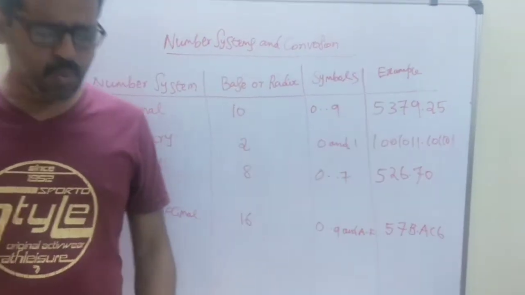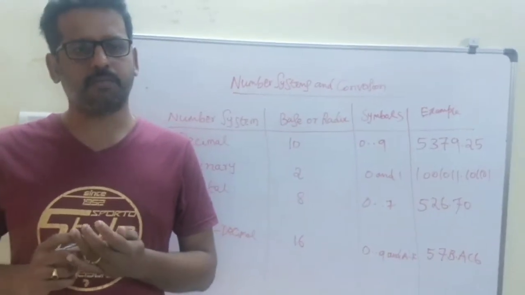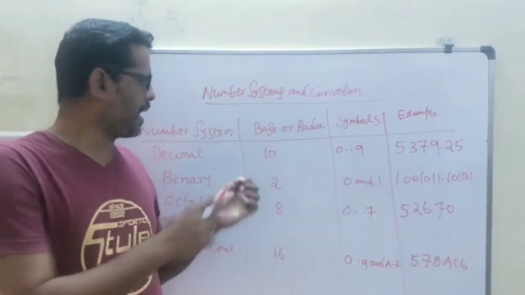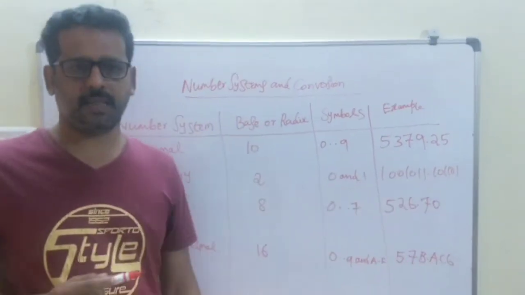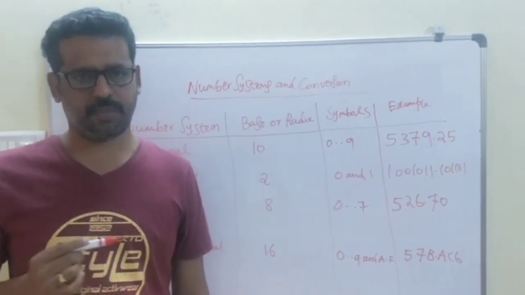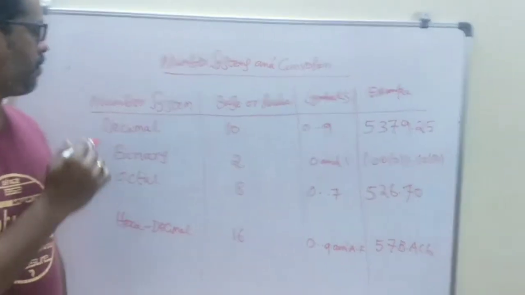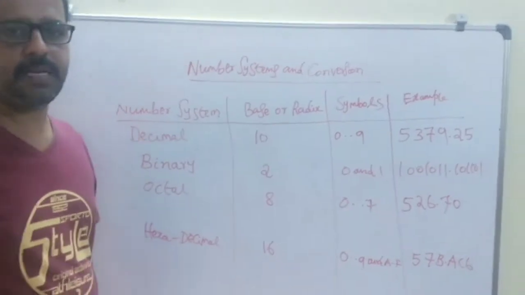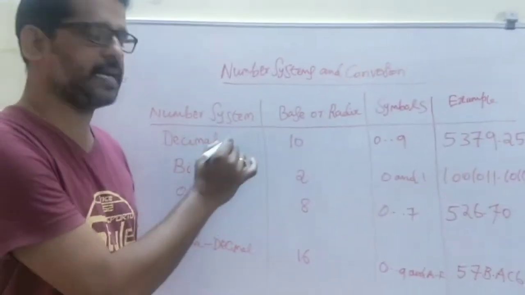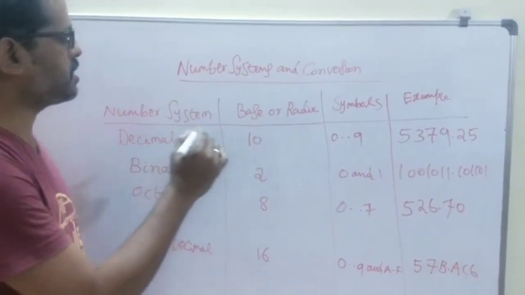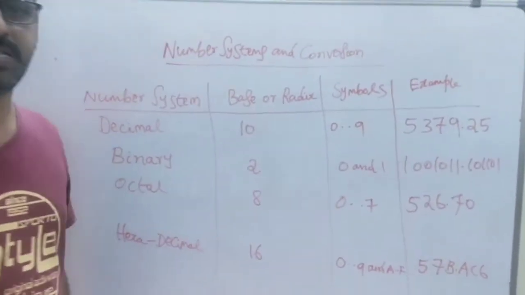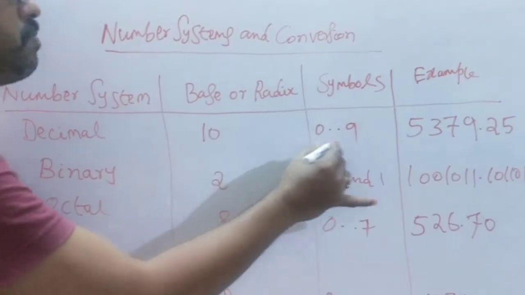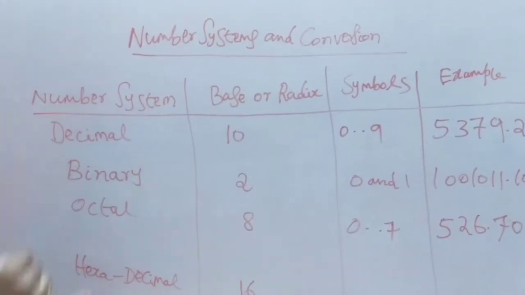How to identify a particular number system? It is based on the base or radix that the particular number system uses. For example, the decimal number system uses base 10, or radix 10. What does this base or radix represent? It represents the number of symbols used by the specific number system.